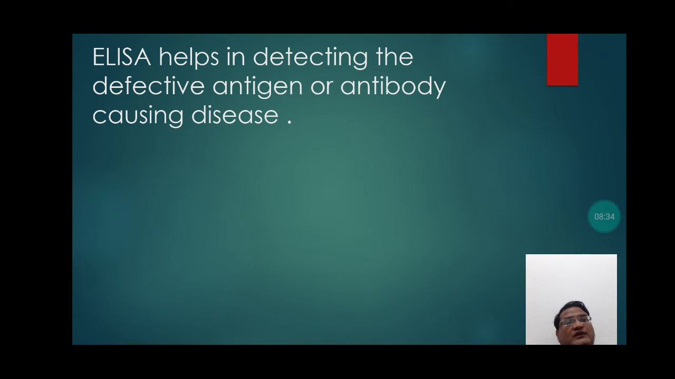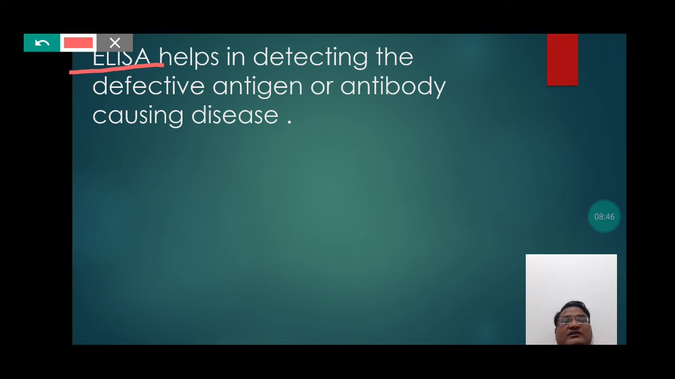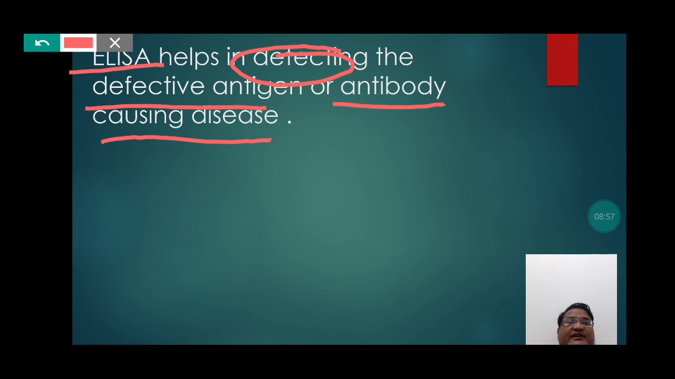ELISA helps in detecting the defective antigen or antibody causing disease. So students, ELISA is another method with the help of which the defective antigen or the antibody which causes a disease can be detected quite easily.